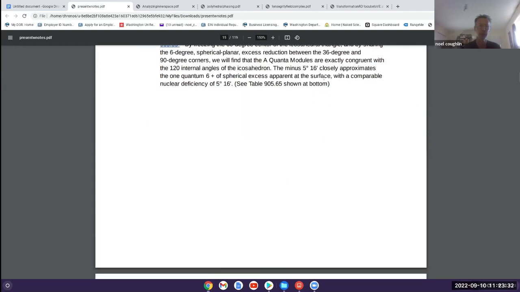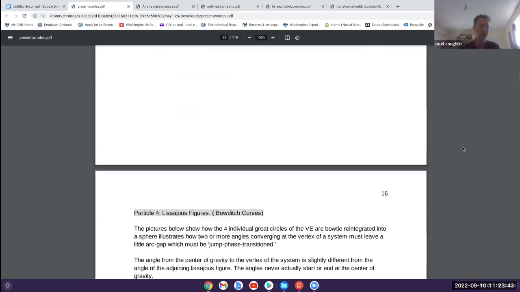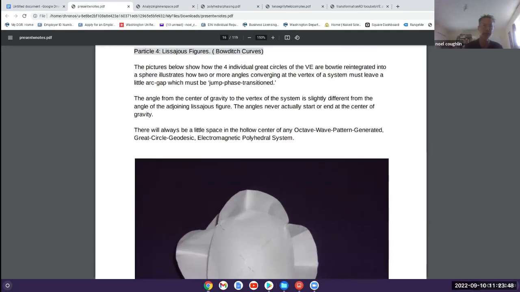There's 6 degrees of spherical excess on that 120 LCD triangles face. And then the 516 is the aberration at the central angles. I can explain more another time if you guys are interested in that. I know it gets very complicated. Let's get back to some maybe basics. Lissauge's figures. Just a second.